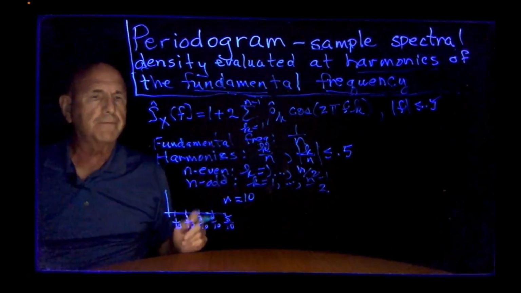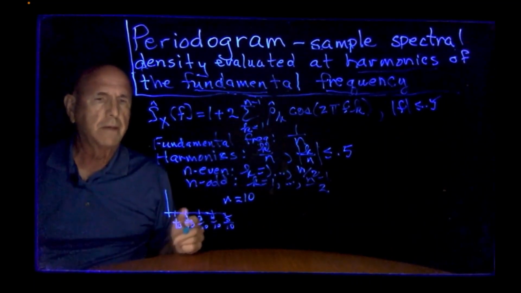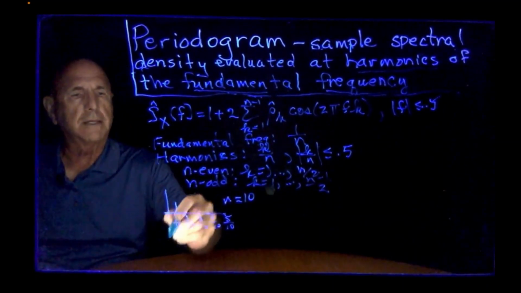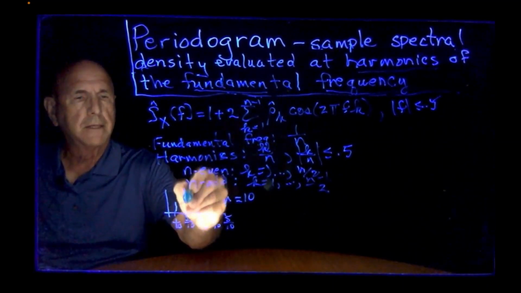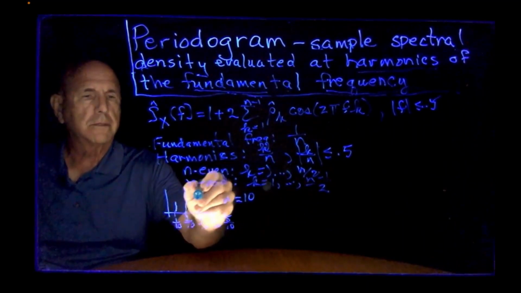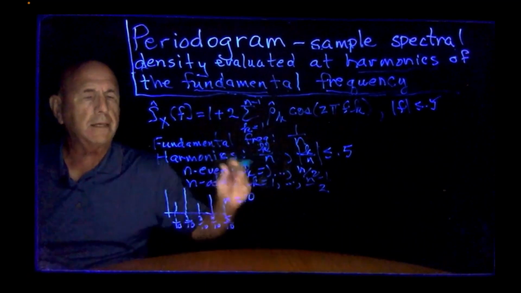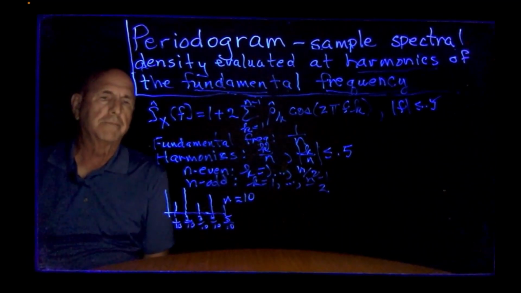So suppose I had a data set that had a period of about 0.2, then maybe the periodogram would look like this. It would be vertical lines at each of the harmonics, and probably it's going to be erratic like the spectral density would have been. So that's a plot of the periodogram.